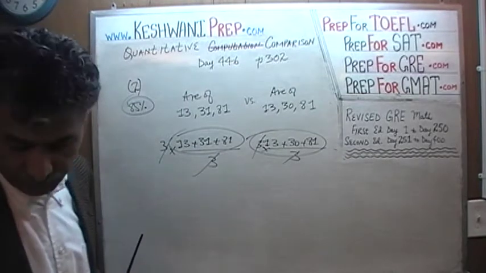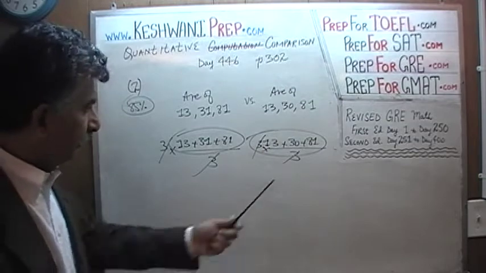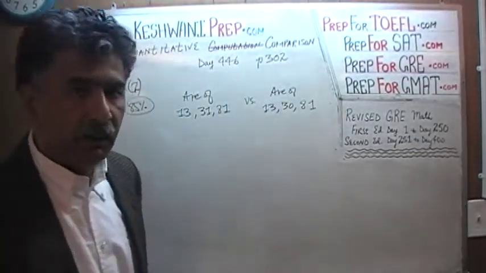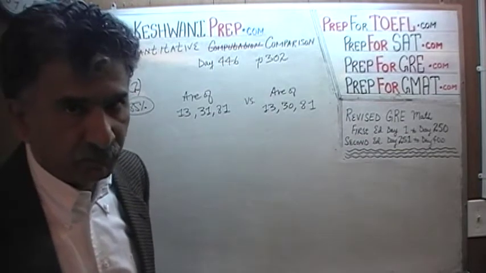Obviously, because their averages are equal. Now I'm going to erase this part, the part that we wouldn't actually do in the real exam. This was just to help you understand it. But now that we understand that the sum of the two groups has to be equal to each other, we start our process, and this is how the process goes.